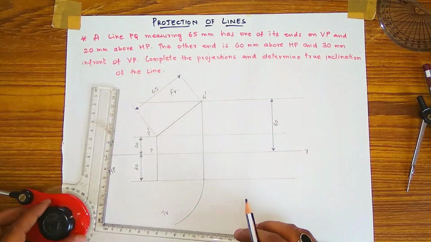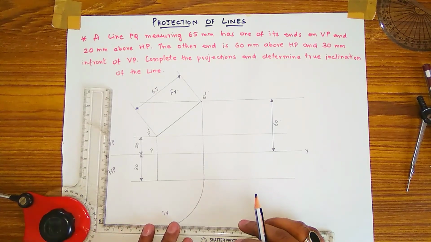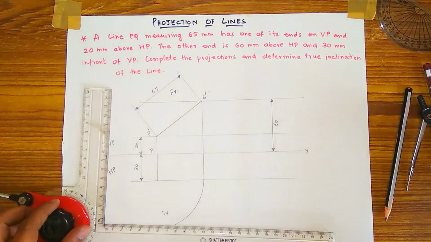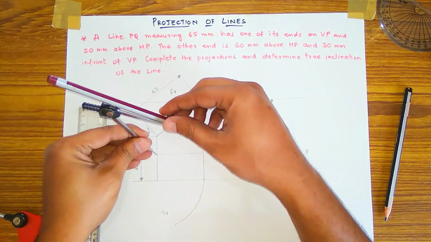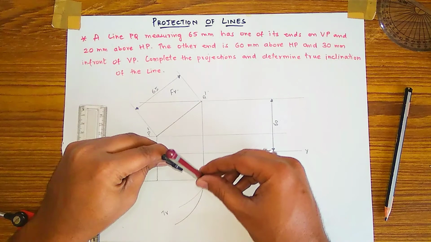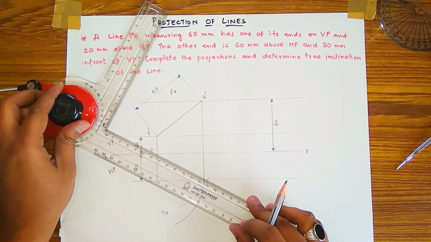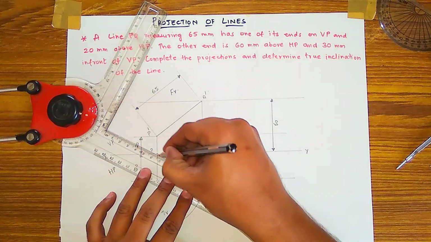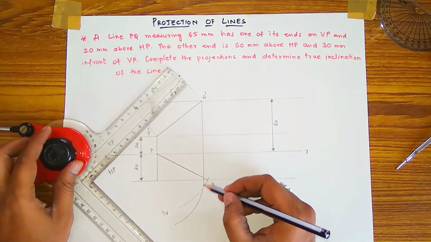Then you have to draw a 65 mm line in the top view also, by adjusting that 65 mm length with the divider, keeping on that point and drawing an arc like this, or here it should maybe be like this. Draw a line of 65 mm like this, and at the end you will get a 65 mm line. This end will be P and this will be Q.